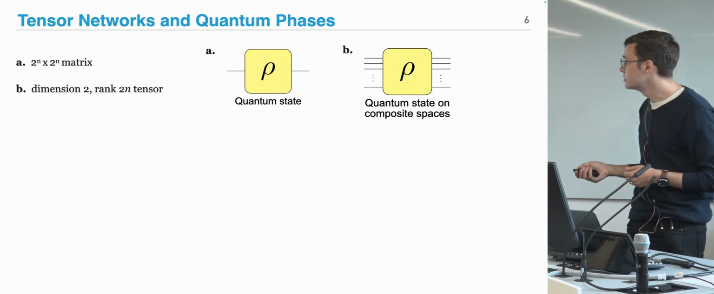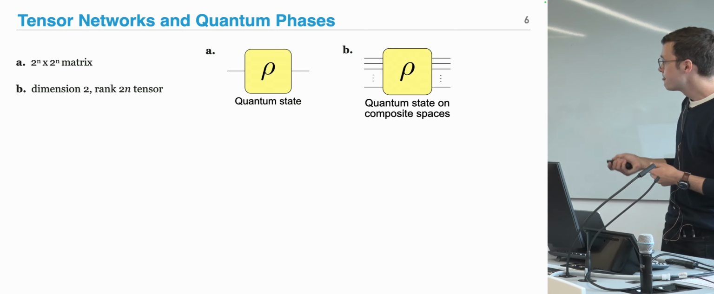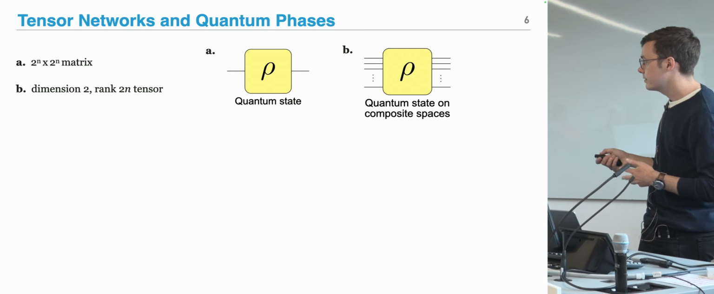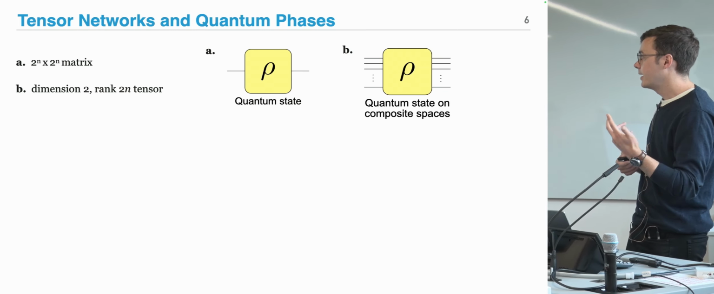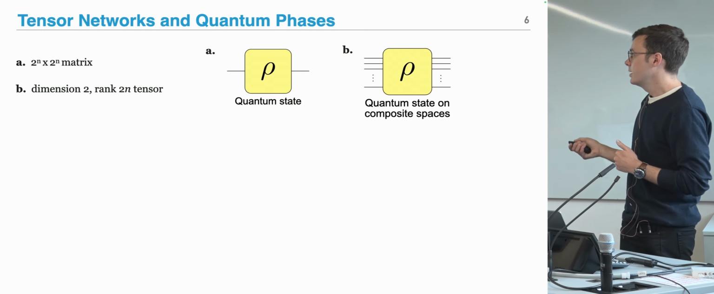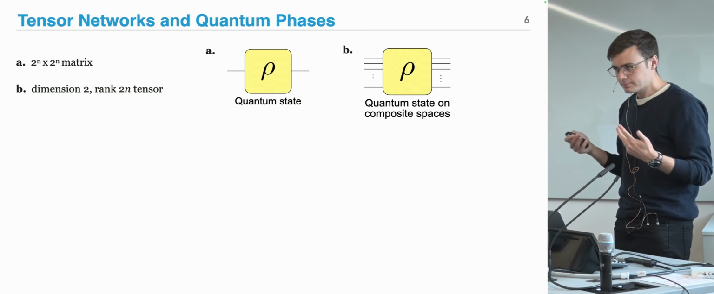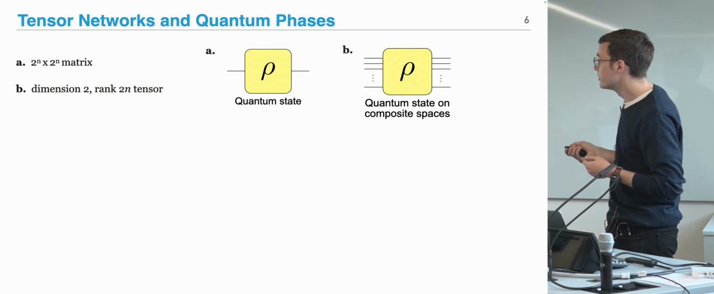So one way in which you could envisage this is if I have a quantum state represented by a density matrix, let's say it has n constituent subsystems, then I could represent this as a 2^n by 2^n matrix. It has exponentially many entries.